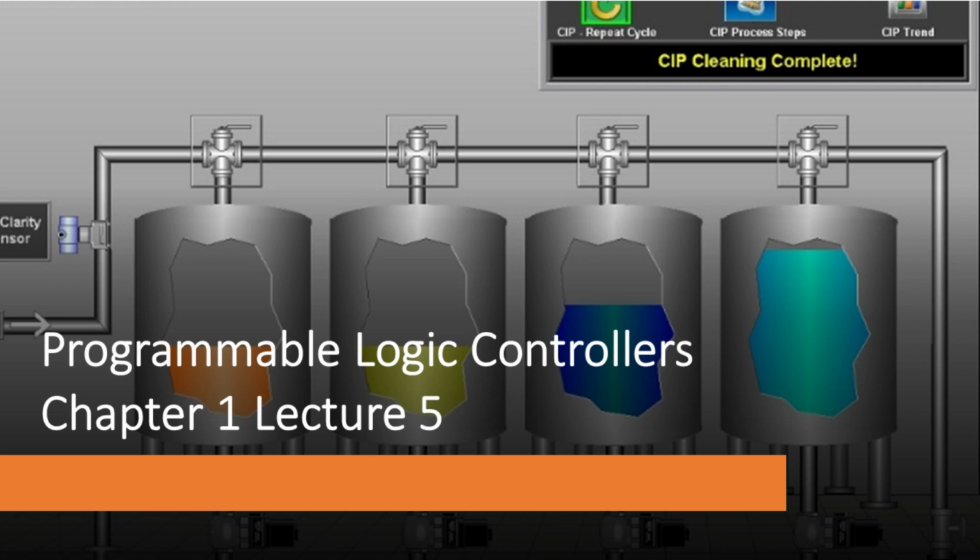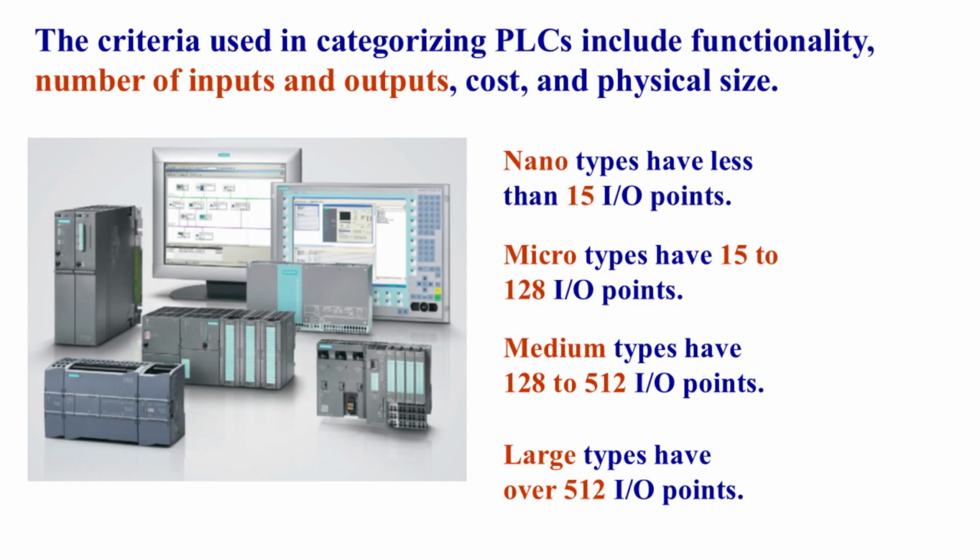In this lecture, we will examine PLC size and application. The criteria used in categorizing PLCs include functionality, number of inputs and outputs, cost, and physical size. Of these, the I/O count is the most important factor.